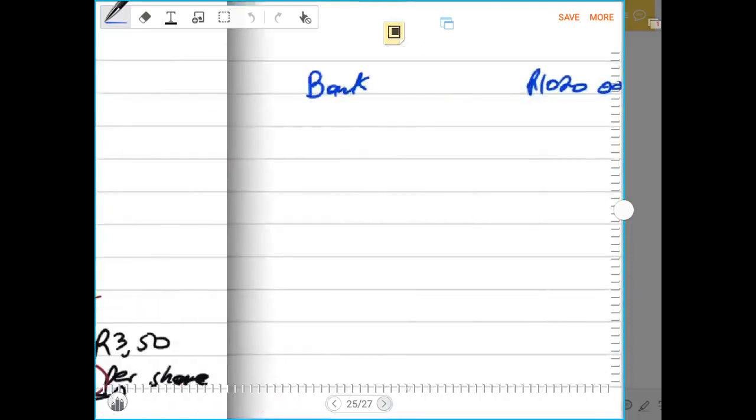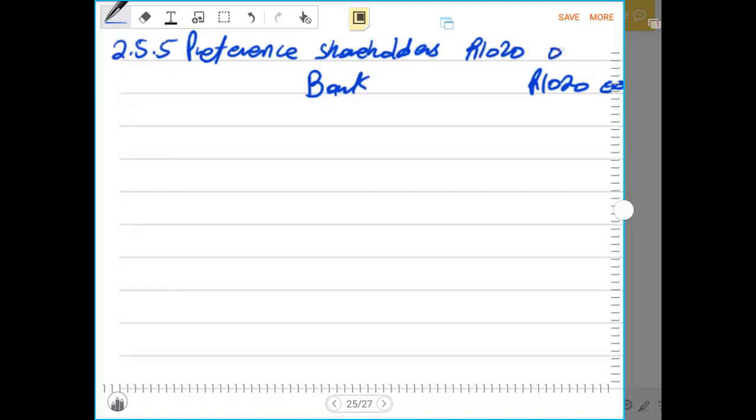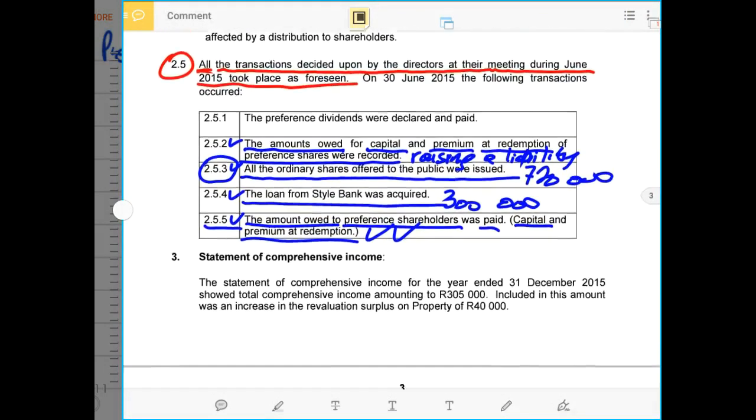So now we have to cancel the liability, and a liability decreases on the debit side. Hence we debit our preference shareholders, 1,020,000 rands. So now we have recorded 2.5.5, the entry that was required of us to record.